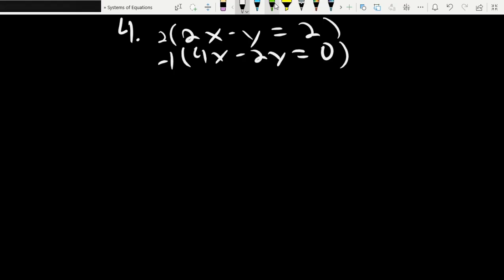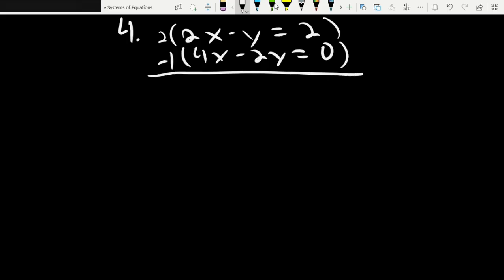And what does this mean? It just means that when you multiply 2 times -1, that's going to be -2. And when you multiply -1 times -2, that's going to be 2. So -2 plus 2 is going to cancel out. You could do vice versa. It doesn't matter. You just need the y's to cancel out. This is just the elimination method, okay? So then you're going to do something like that.